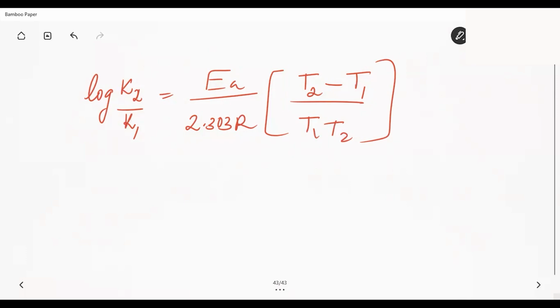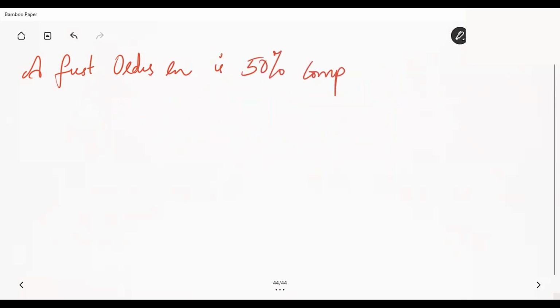Okay, and let us do some problems related to this. See, imagine a first order reaction. A first order reaction is 50% complete in 30 minutes.